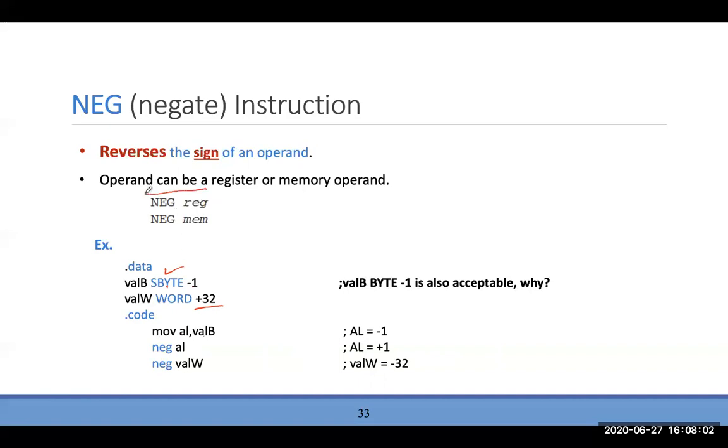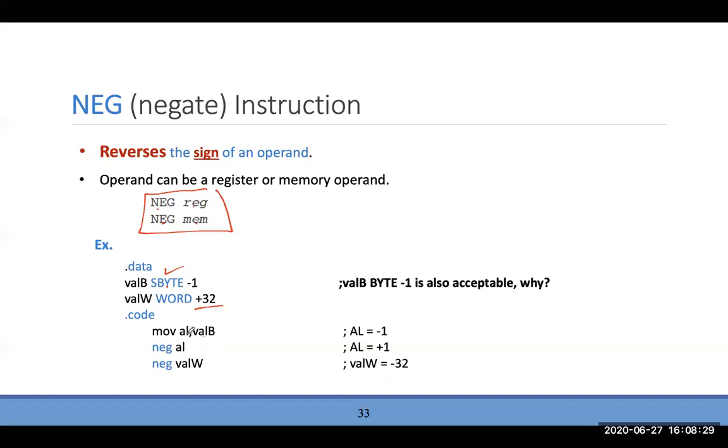So first you're going to say, hey, let's look at the rules. You can negate a register, you can negate what? A memory, but you cannot negate what? An immediate. And I think now you understand why that is not possible, right? Right, guys? Because the immediate is part of the opcode, and opcode is read-only memory.